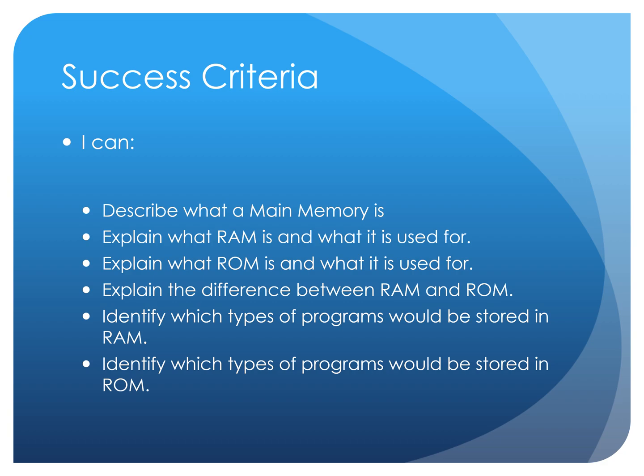Our success criteria is: I can describe what main memory is, explain what RAM is and what it's used for, explain what ROM is and what it's used for. I can explain the difference between RAM and ROM. I can identify which types of programs would be stored in RAM. I can also identify which types of program would be stored in ROM.